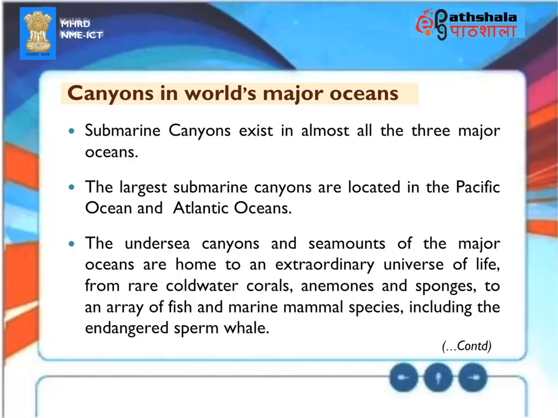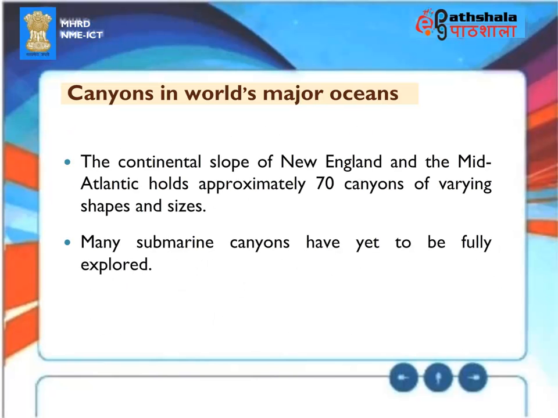Canyons in the world's major oceans. Submarine canyons exist in almost all three major oceans. The largest submarine canyons are located in the Pacific Ocean and Atlantic Ocean. The undersea canyons and seamounts of the major oceans are home to an extraordinary universe of life, from rare cold water corals, anemones and sponges, to an array of fish and marine mammal species, including the endangered sperm whale. The continental slope of New England and the mid-Atlantic holds approximately 70 canyons of varying shapes and sizes. Many submarine canyons have yet to be fully explored.